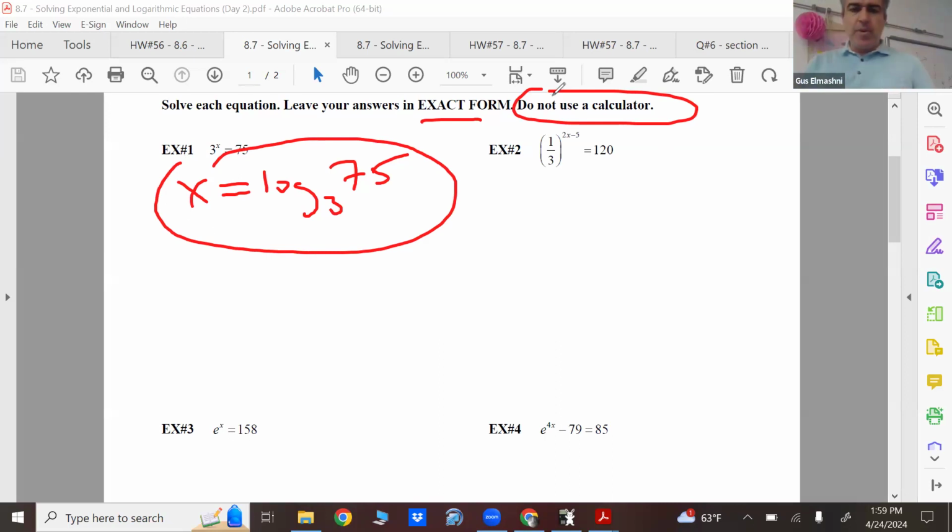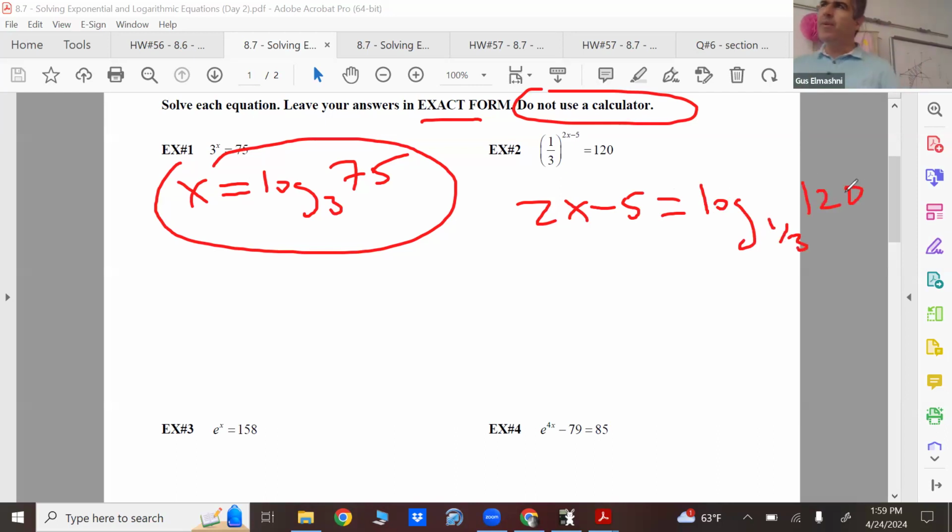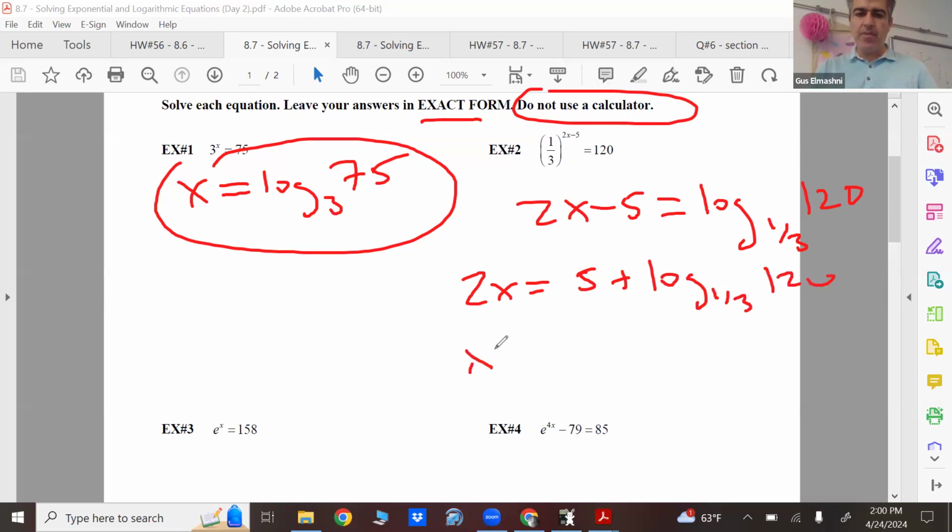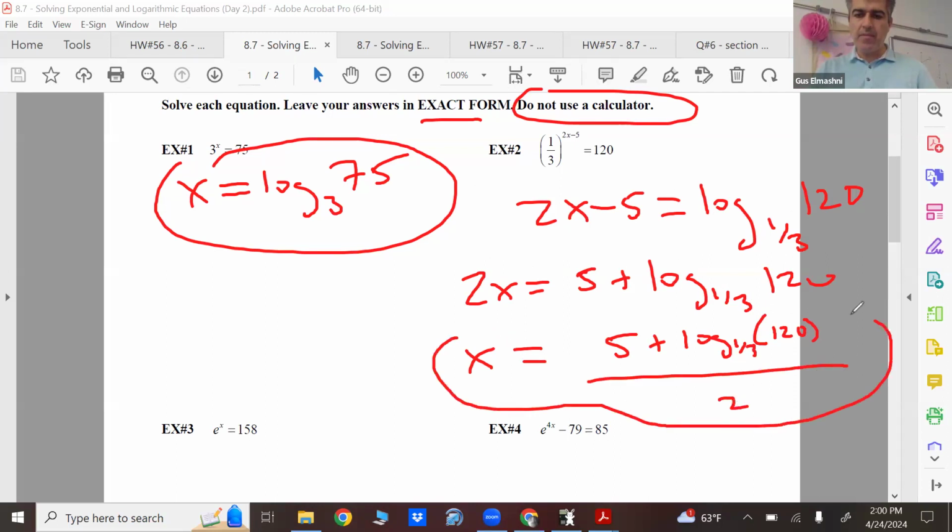For example 2, same thing: 2x minus 5 equals log base 1/3 of 120. We can't evaluate that because it's so weird. 1/3 is 3 to the negative 1 power, but 120 is not really a power of 3. So I'll just leave it like that, then add the 5 over and divide by 2. And there you go. Those are examples 1 and 2.